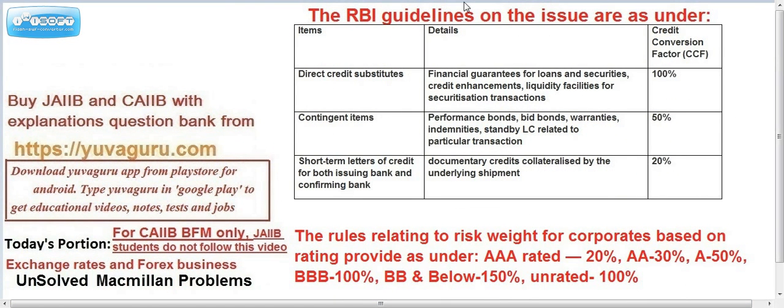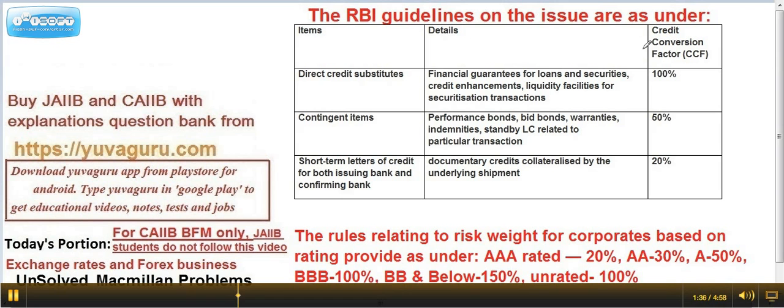Now what does RBI say? Here the guidelines are divided into two parts. One is for CCF, meaning credit conversion factor. Remember, in credit risk under Basel II and III, only two parts are important. One is CCF and second is RWA, risk weighted asset. This RWA comes in operational risk also. This part is only under credit risk. So the RBI guidelines are divided in two parts, CCF and RWA.